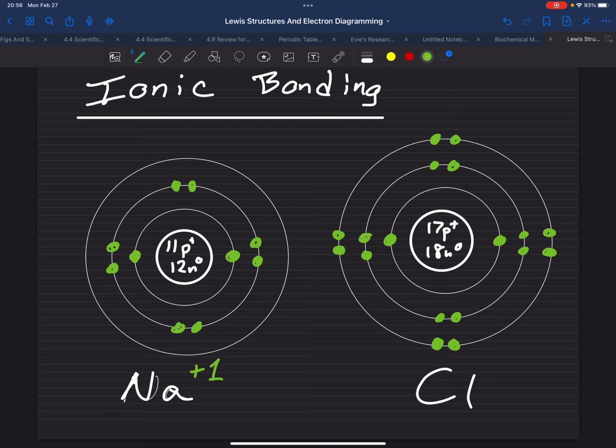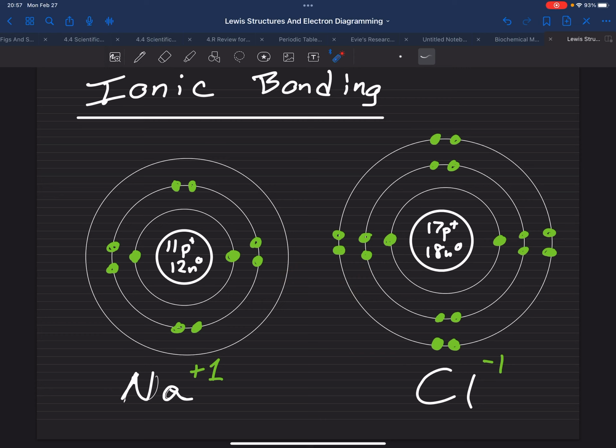Chlorine has 17 protons and 2 plus 8 plus 8, that is 18 electrons, and 17 protons for an imbalance of -1, right? So this is where ionic bonding comes from, right? We have two ions. Since they have a positive and a negative charge, they are attracted to each other, and we have a bond, right? So this is how this is diagrammed using the Bohr model.